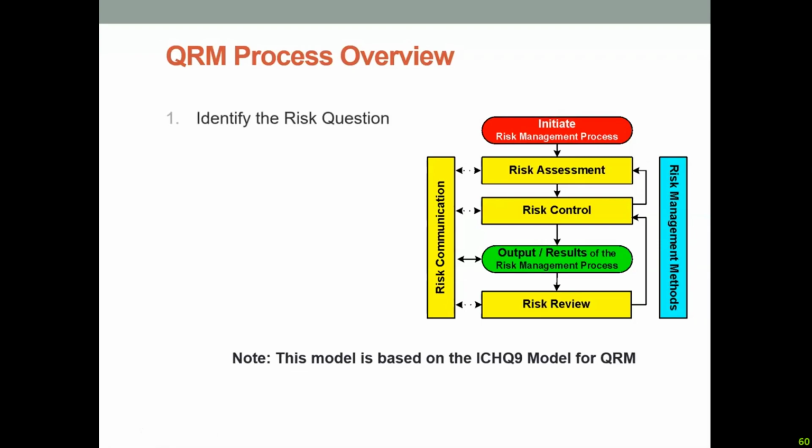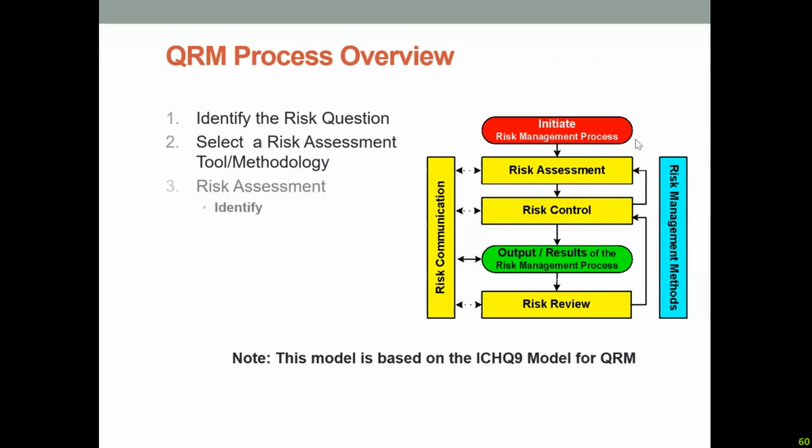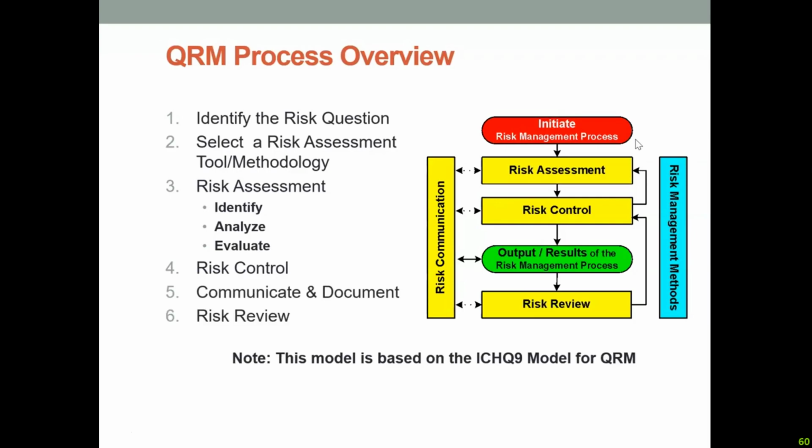So this is a very simple way of looking at the process overview. Our first task is to identify the risk question. Then we're going to select a risk assessment or a tool methodology. We're going to look at the risk assessment, and as part of that, we're going to identify the risk, analyze it, and evaluate it. Then we're going to look at risk control. What can we put in place to reduce the risk? And documentation and communication is really important throughout the whole process. At the end, we're going to have a risk review.